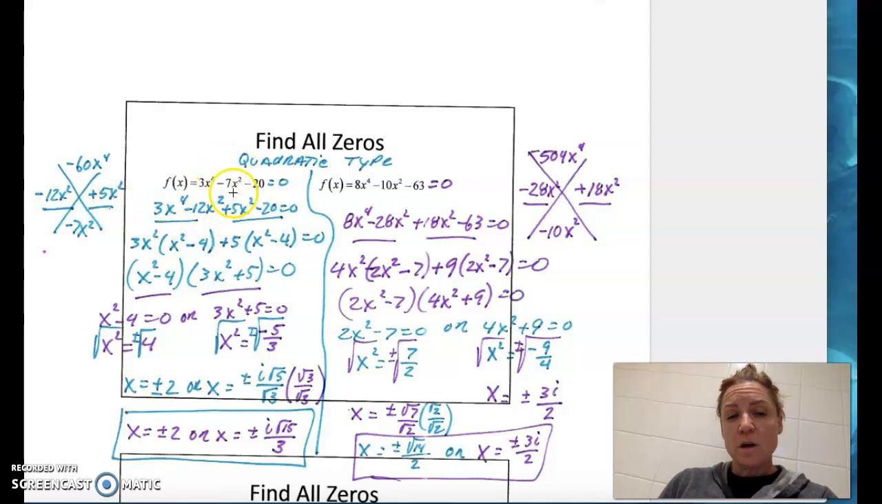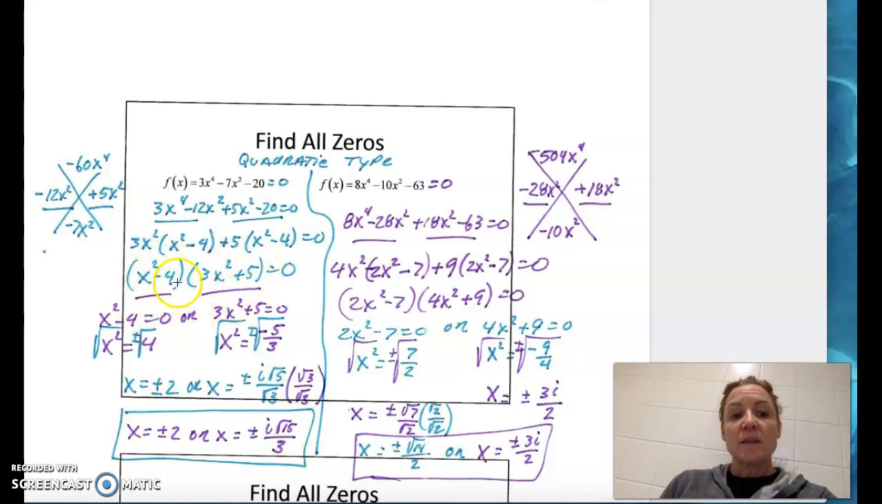So I'm going to rewrite this trinomial as a 4-term polynomial so that I can factor by grouping. So I'm going to group these 2 together, pull out their GCF of 3x squared, group these 2 together, pull out their GCF, which is 5. Okay? Then notice your x squared minus 4 and your x squared minus 4 are the same, so that becomes one of your binomials. And then whatever's left over, so the 3x squared plus the 5, is your other binomial.